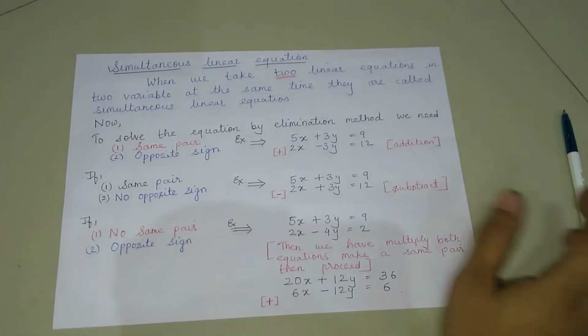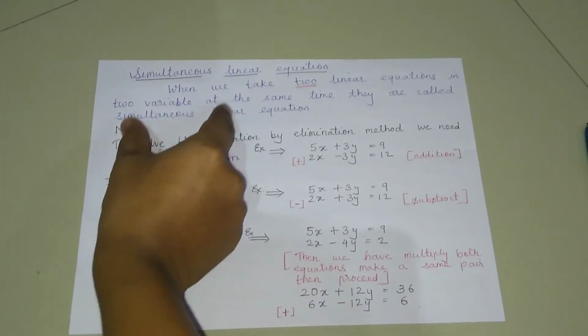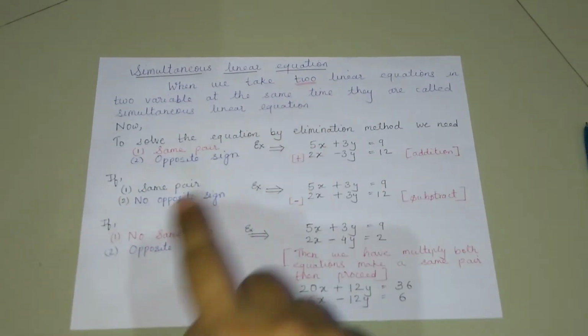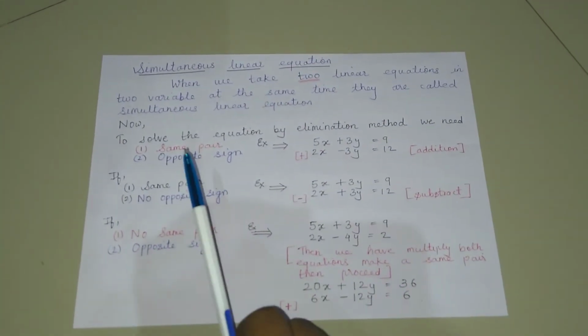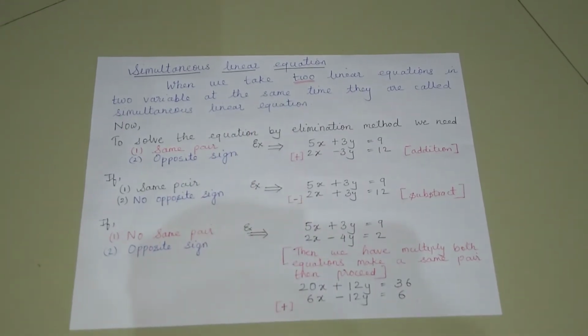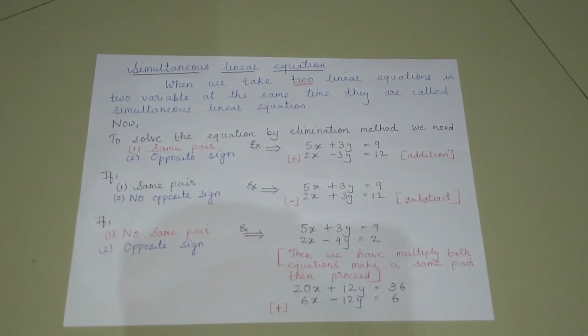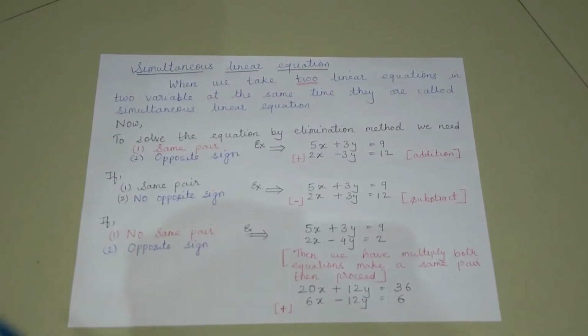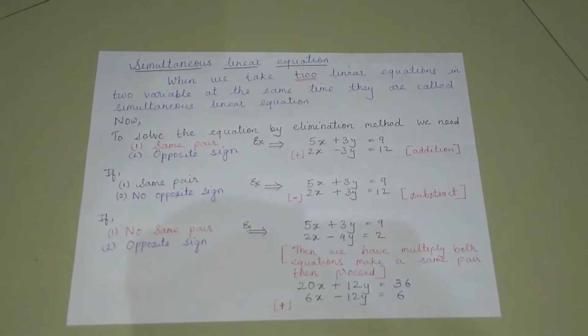That means when we take two linear equations, that is, this is one linear equation and this is one linear equation, when we take two linear equations at the same time, they are called simultaneous linear equations. Now we will see how to solve these simultaneous linear equations. There are various methods. The first method will be the elimination method.